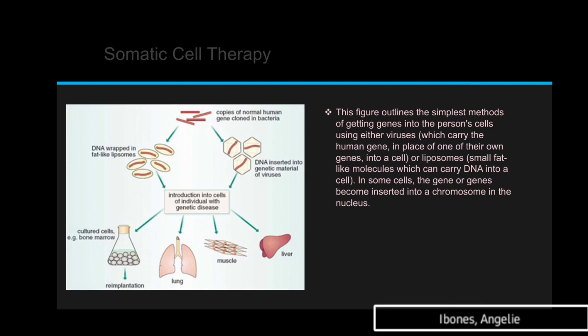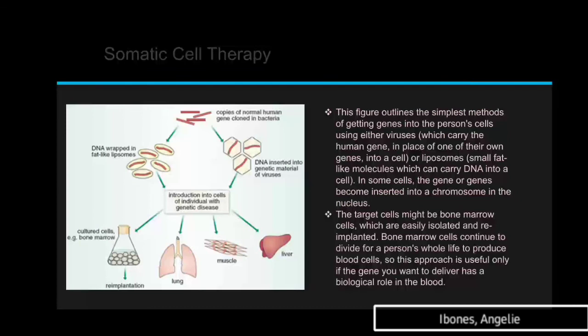So this figure outlines the simplest methods of getting genes into the person's cells using either viruses, which carry the human gene in place of one of their own genes into a cell, or liposomes, small fat-like molecules which can carry DNA into a cell. In some cells, the gene or genes become inserted into a chromosome in the nucleus.